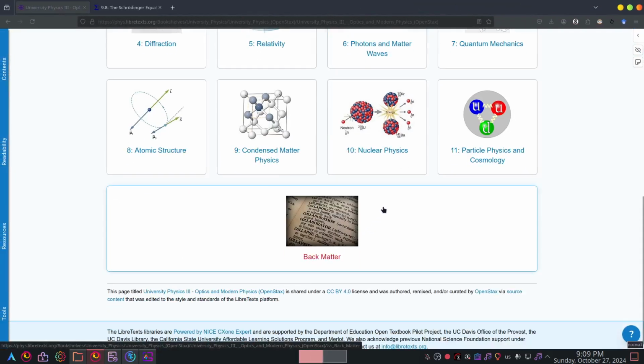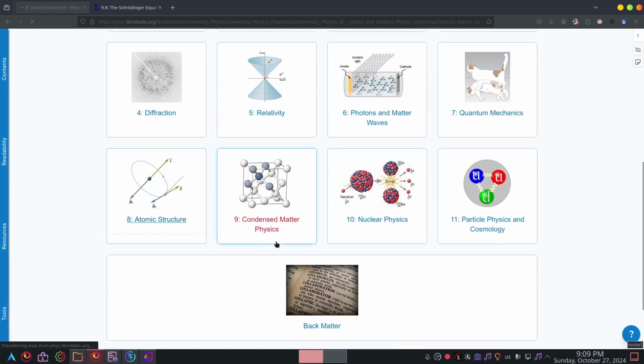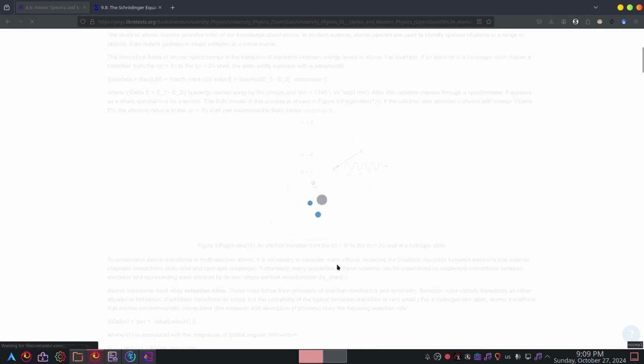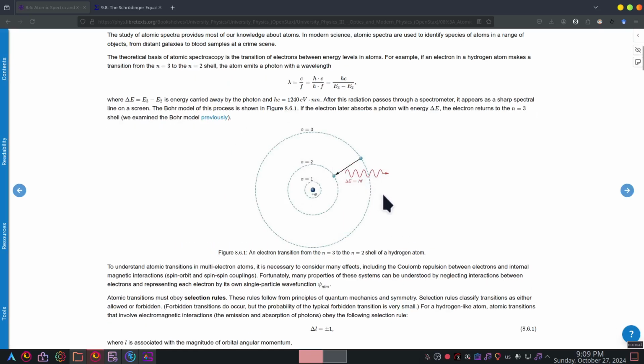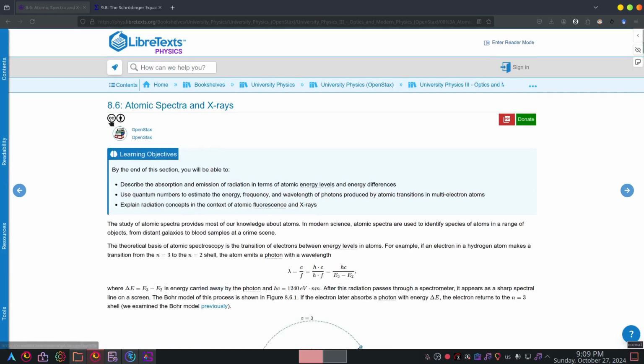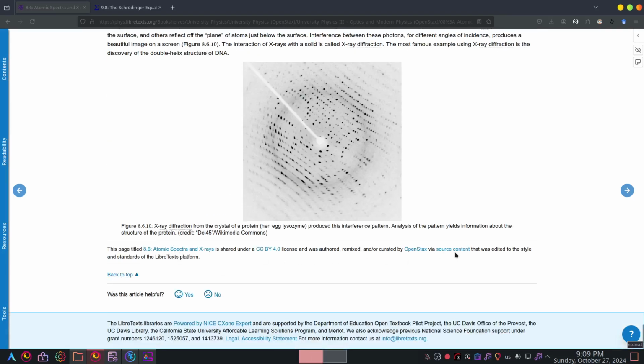Okay, so where is that important? I believe over here, atomic structure: atomic spectra and X-rays. This is quite important, so this is basically what I'm trying to say here. Now, this is Creative Commons, so I can use this. There's a license for it, and of course I will credit OpenStax.